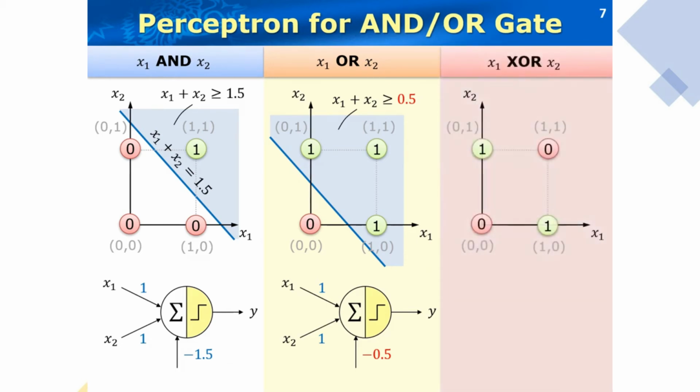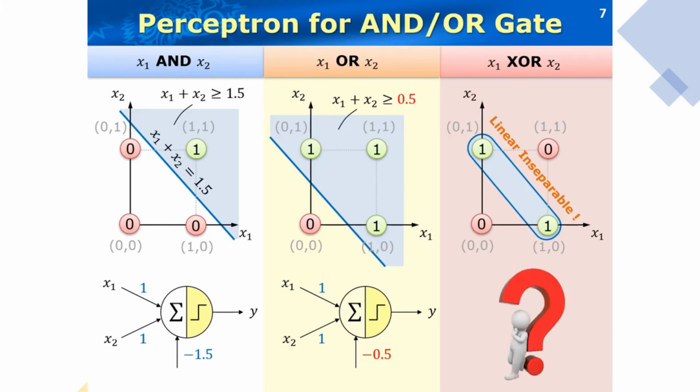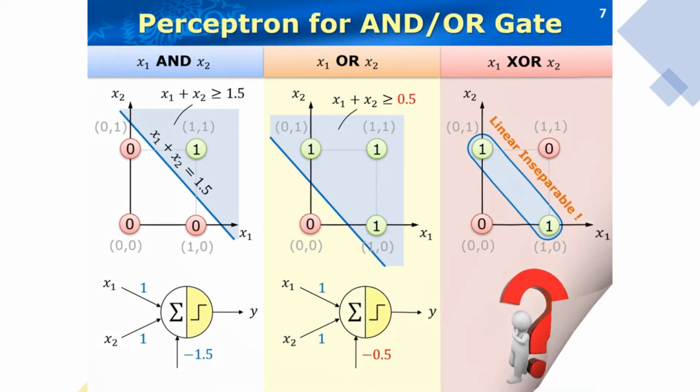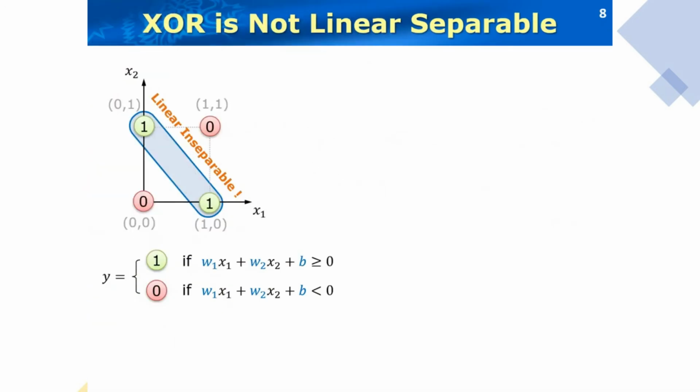Since both AND and OR gates can be emulated by a single layer perceptron, what about the XOR gate? Unfortunately, Minsky and Papert in 1969 theoretically proved it is impossible to use a single layer perceptron to represent the XOR gate. This result is consistent with the fact that graphically we cannot use a single line to correctly classify the 4 data points of the XOR gate into two categories.